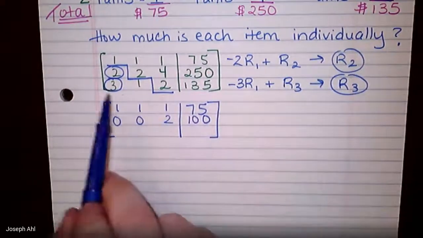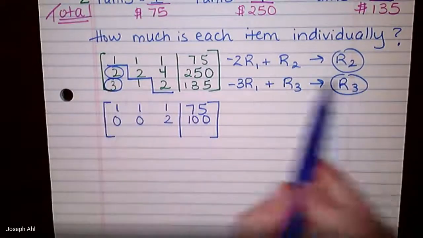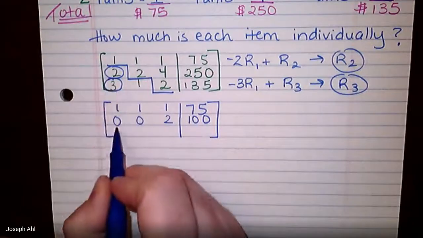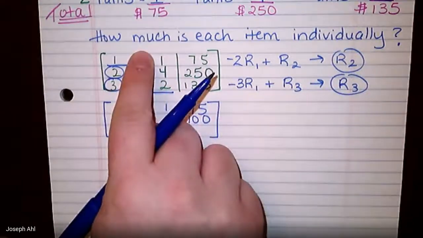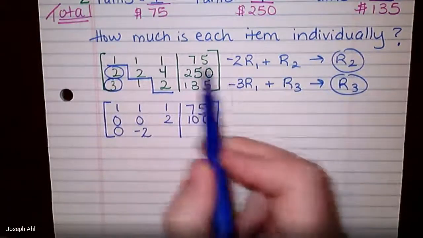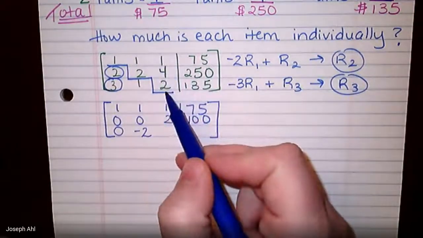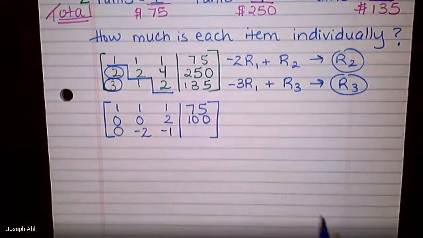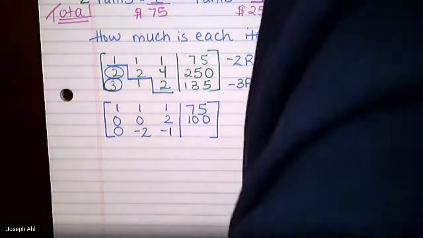And then from there, we would get this operation to get row 3, right? So -3 times 1 is -3, plus 3 is 0. -3 plus that 1 is -2. -3 plus 2 is going to be -1. And finally, that last row there, that's going to be -225 plus 135, I think is -90, guys.